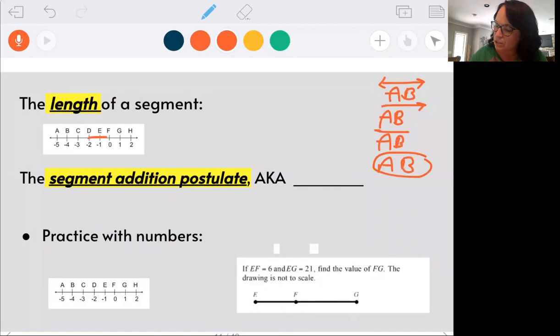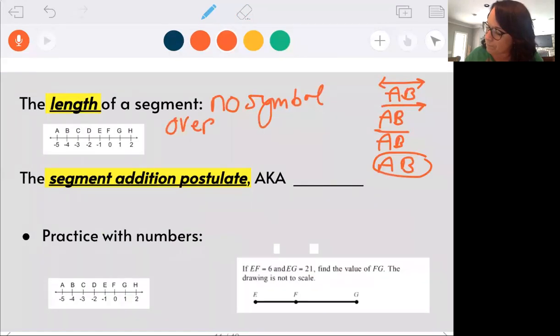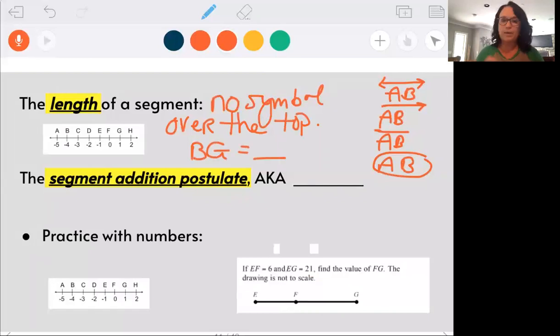So the easiest thing to do, I think, is to just count. How far is it from D to F? So let's go write that down. The length of a segment: no symbol over the top. All right, so when I say BG equals, I want a number right here, because without a symbol over the top, it means how long is it, what is its measure.